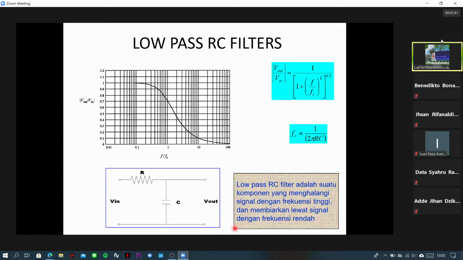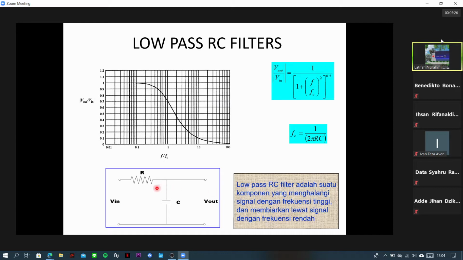So number one for the RC filters is, let's focus on the low pass RC filters. From the name low pass, its definition is to remove all the high frequency noise, and the aim is to let the low frequency signal come in. Don't get confused with the high pass. In the low pass, we want to let the low frequency signal come in and remove all the high frequency signal.